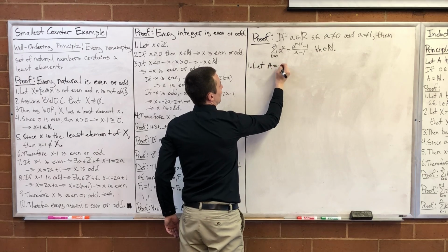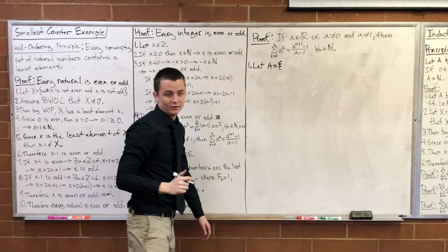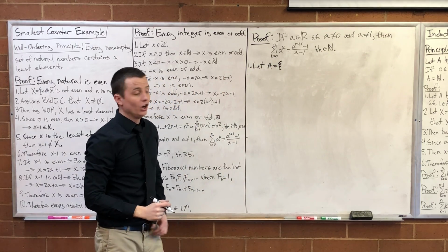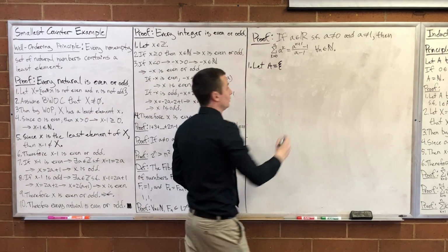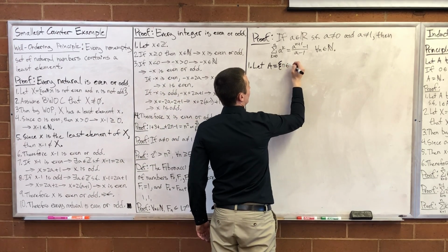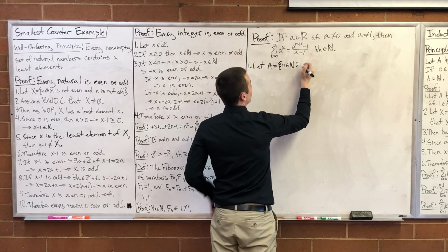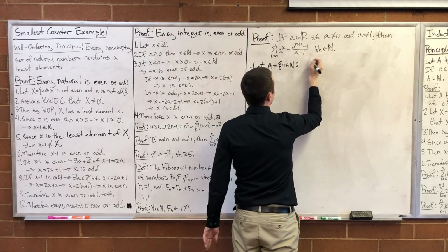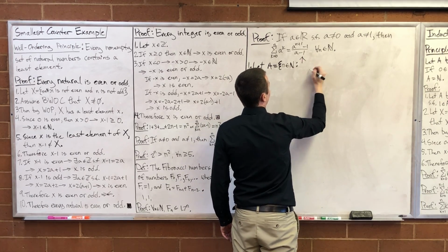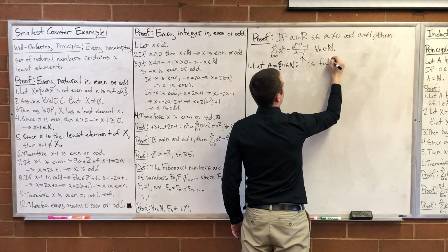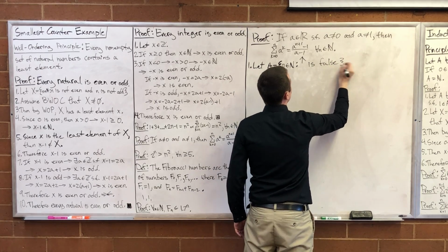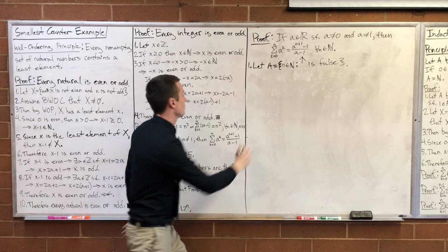1. Let A be what? The set of all natural numbers that make the statement false. So let A be the set of all the natural numbers n such that that is false. I don't want to rewrite it. Don't be lazy like me in your homework. 2.